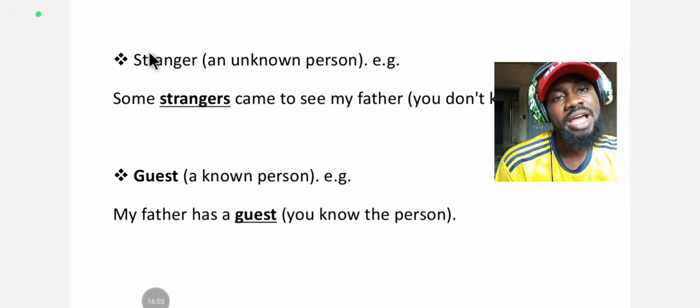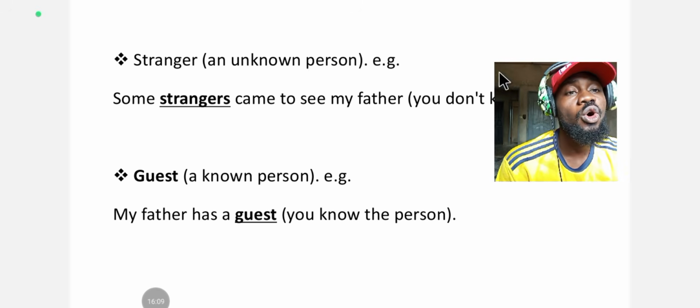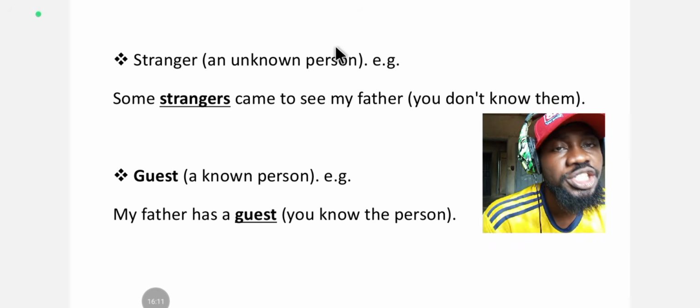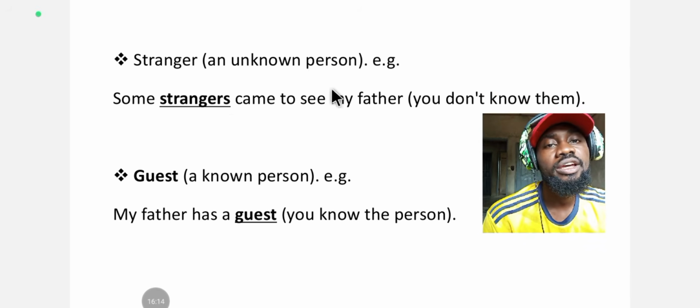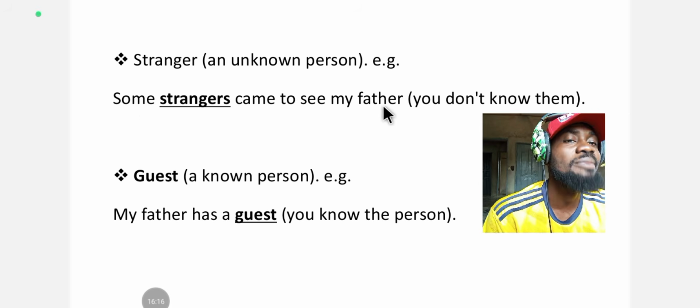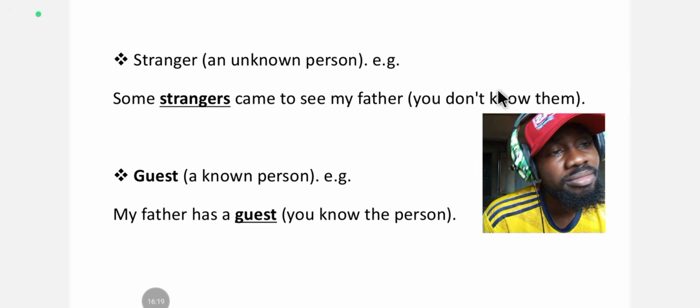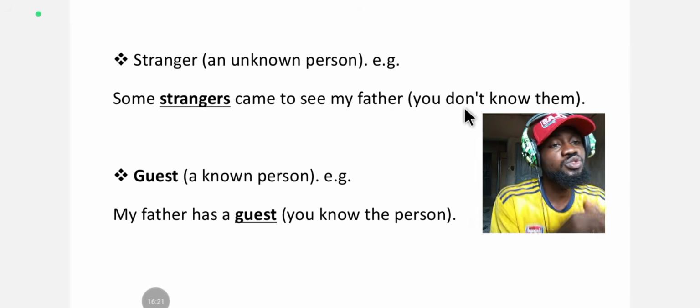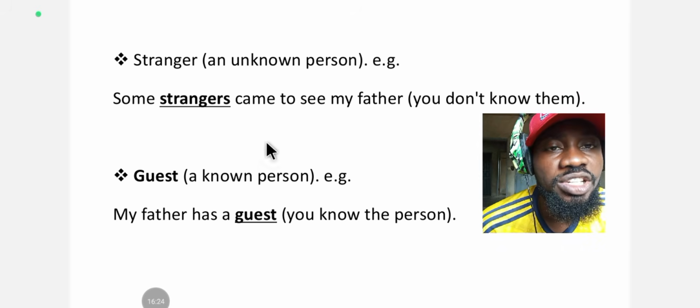The next we have here is stranger, which means an unknown person, or an unknown thing. It's strange, stranger, unknown. For example, some strangers came to see my father. You don't know them. They are strange. They are unknown, strangers.